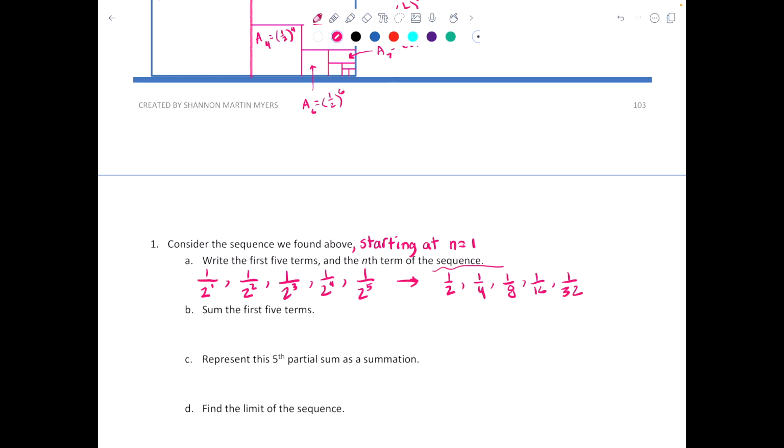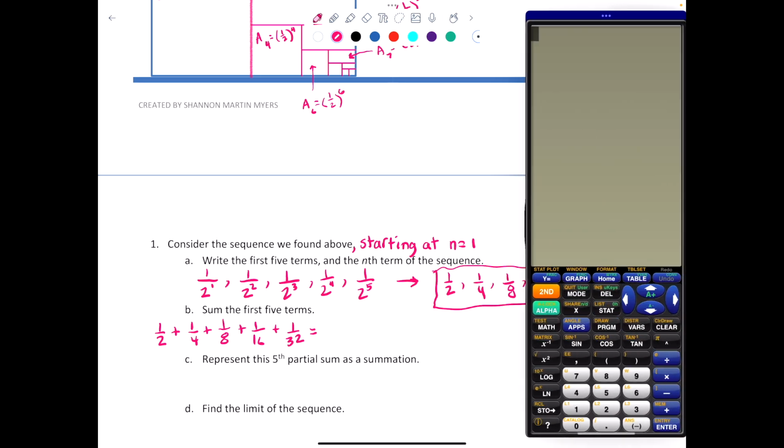All right, so here's the first 5 terms in a list. Now, sum the first 5 terms. So instead of commas, we now have addition symbols. So 1/2 plus 1/4 plus 1/8 plus 1/16 plus 1/32 is equal to, now let's pull out the graphing calculator.